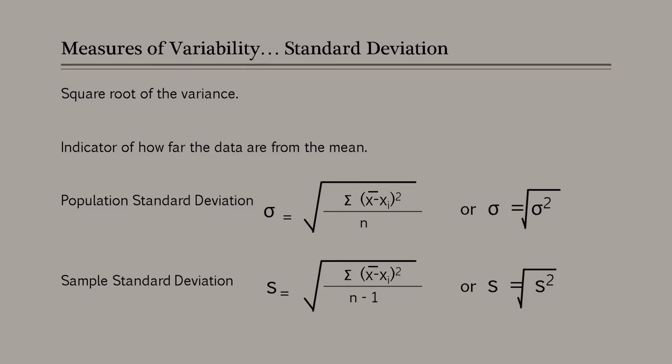Standard deviation is the square root of the variance. It is an indicator of how far the data are from the mean. The simplified population standard deviation is sigma equal to the square root of sigma squared. And for the sample standard deviation, S is equal to the square root of S squared.